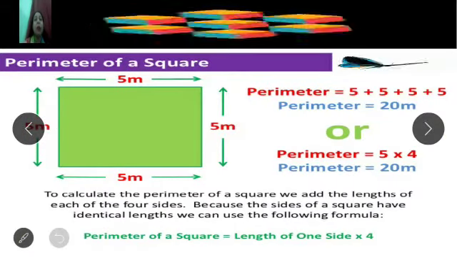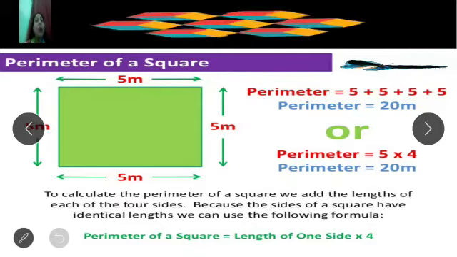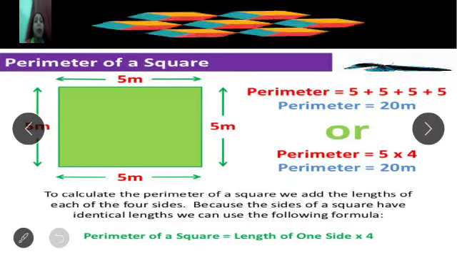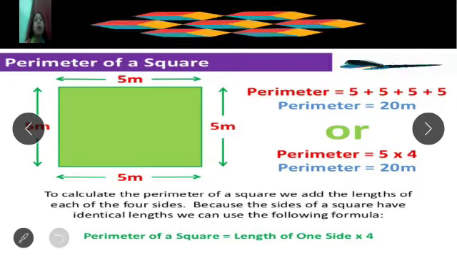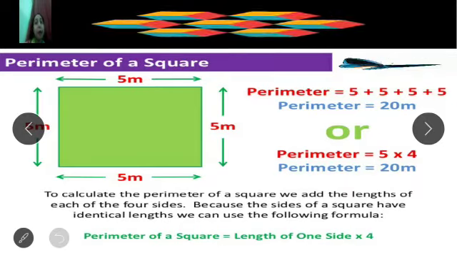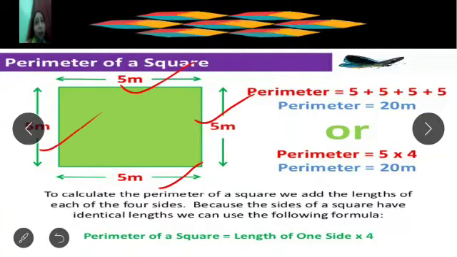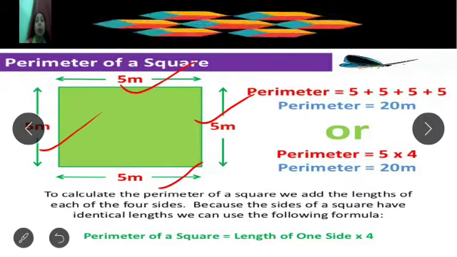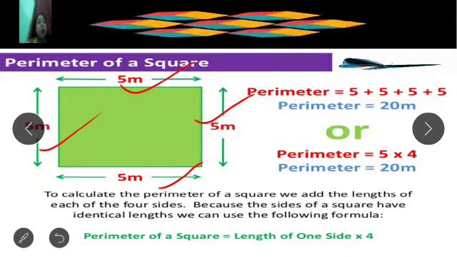Now come to next. So this is a square, so you have to calculate the perimeter of a square. For this we apply two methods. First one, in this square you just see sides are given. All the sides of a square are the same. So here this is 5 meter, this one is 5 meter, this one is 5 meter and this one is 5 meter.